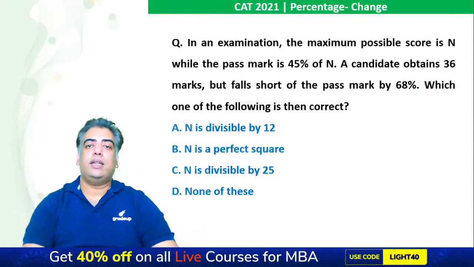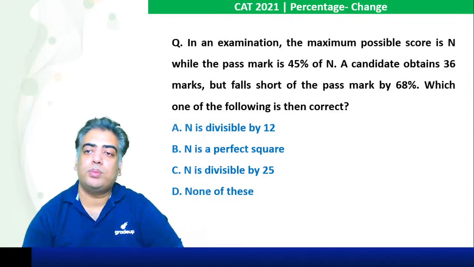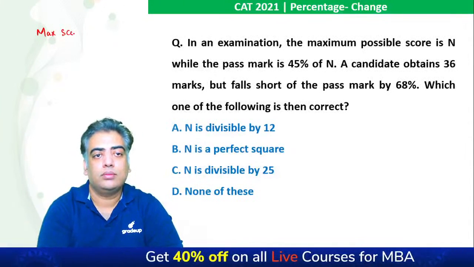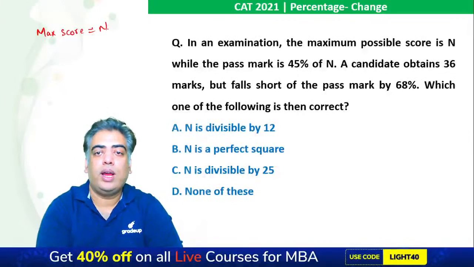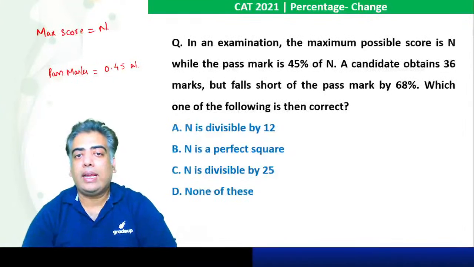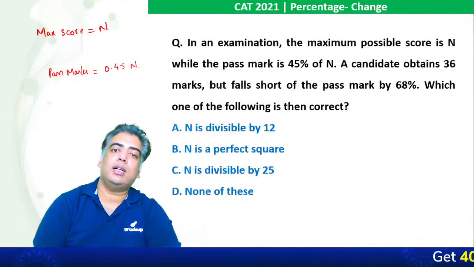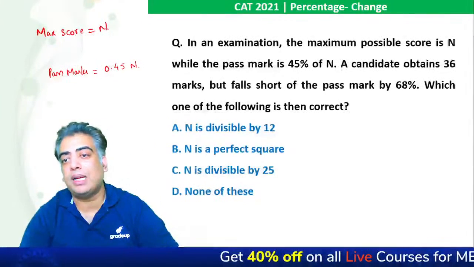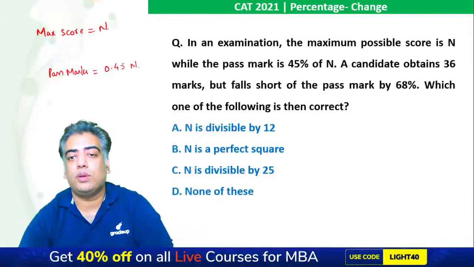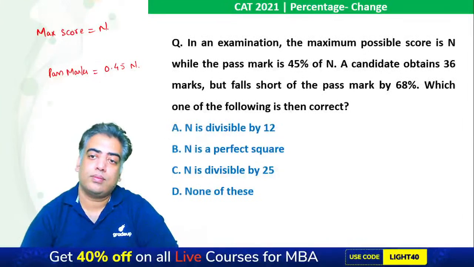So here it says, in an examination, the maximum possible score is n, while the pass marks is 45% of n, which is 0.45 n. A candidate obtains 36 marks but falls short of the pass marks by 68%. Which one of the following is then correct?